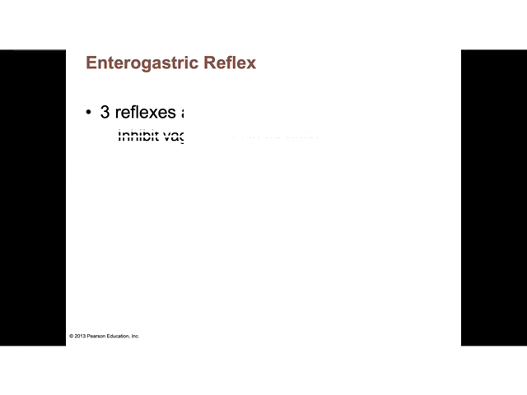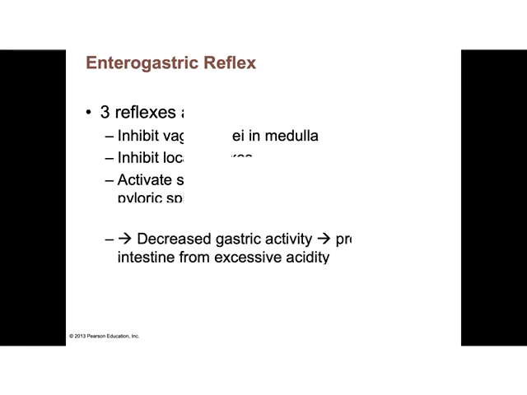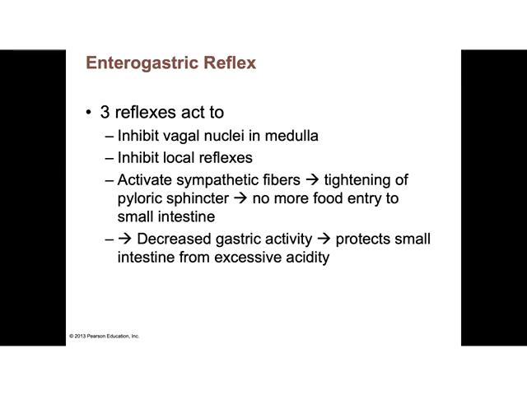Three reflexes are going to act to inhibit vagal nuclei in the medulla of the brainstem and inhibit local reflexes. We activate sympathetic fibers, resulting in tightening of the pyloric sphincter, so no more food goes into the small intestine. And we decrease gastric activity to protect the small intestine from too much acid, let alone the stomach from too much acid.